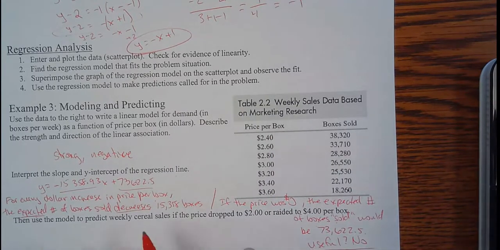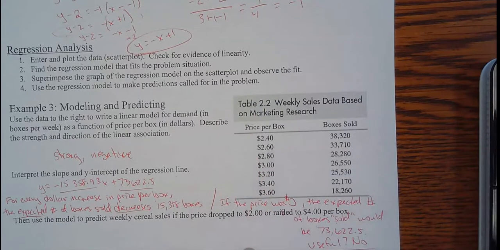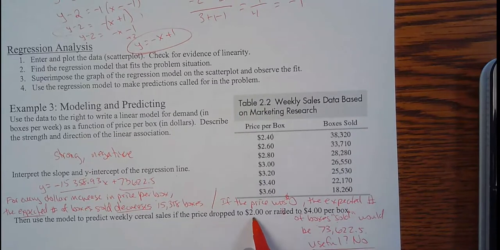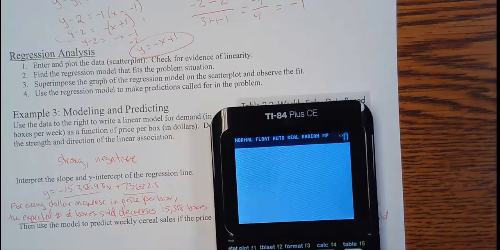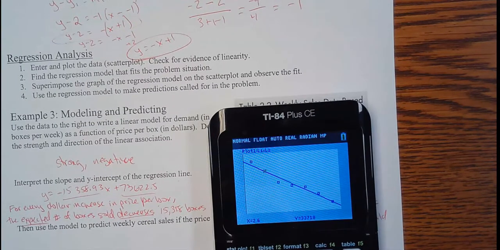Use the model to predict the weekly sales if the price dropped to $2 or raised to $4. Again, that's beyond the domain of our data, but it's not too far, so this one's going to be more accurate and more useful than saying 0. I would just plug in, and if you graph this and hit trace, make sure you're on the line. When I push trace and push left and right, I'm following along the dots, which means I'm on the scatter plot. I need to push up or down to get on the line. Now I'm scooting around the line.